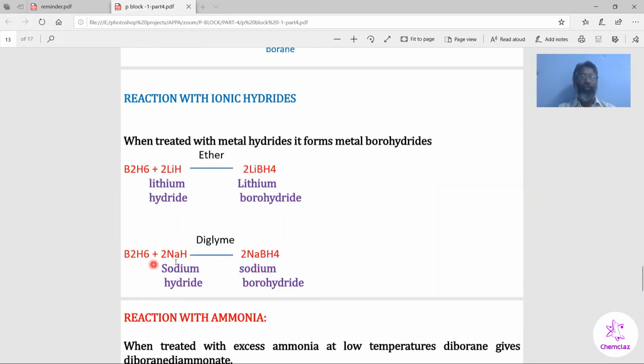So diborane reacts with sodium hydride in the presence of diglyme, which gives sodium borohydride. Lithium borohydride and sodium borohydride are both important reducing agents used in organic reactions.